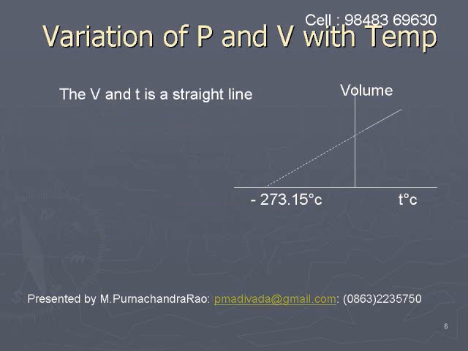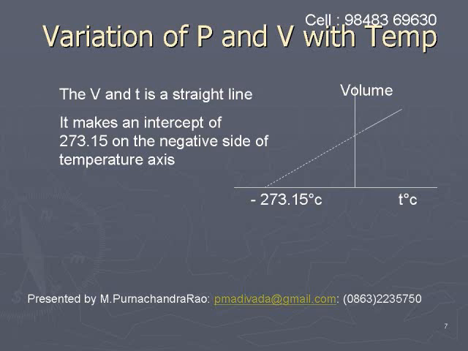Similarly, if you measure the volumes at different temperatures by keeping pressure constant and draw a graph between volume and temperature, you will get a similar graph. So, in the case of the volume-temperature graph or the pressure-temperature graph, the graph is a straight line which meets the temperature axis at minus 273.15 degrees centigrade.